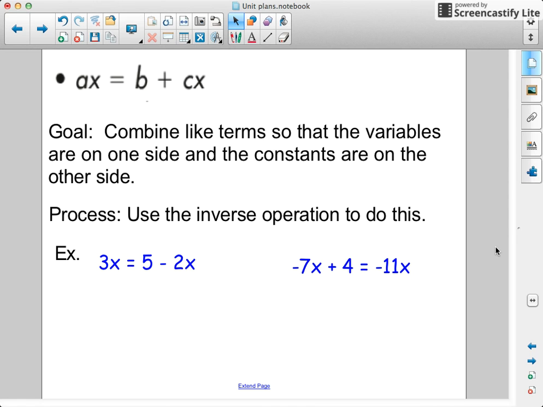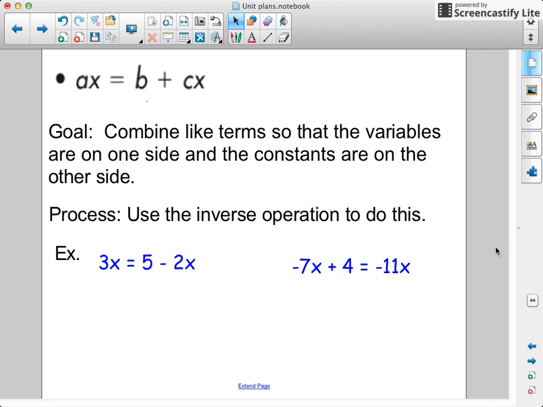In this edition of Math with McComish, we're going to be solving a linear equation where you have two different variable terms. So our goal is we need to combine like terms, just like in the polynomial unit we did, so the variables are on one side of the equation and the constants are on the other side. We're going to use the inverse or opposite operations to do this. So let's do some examples.